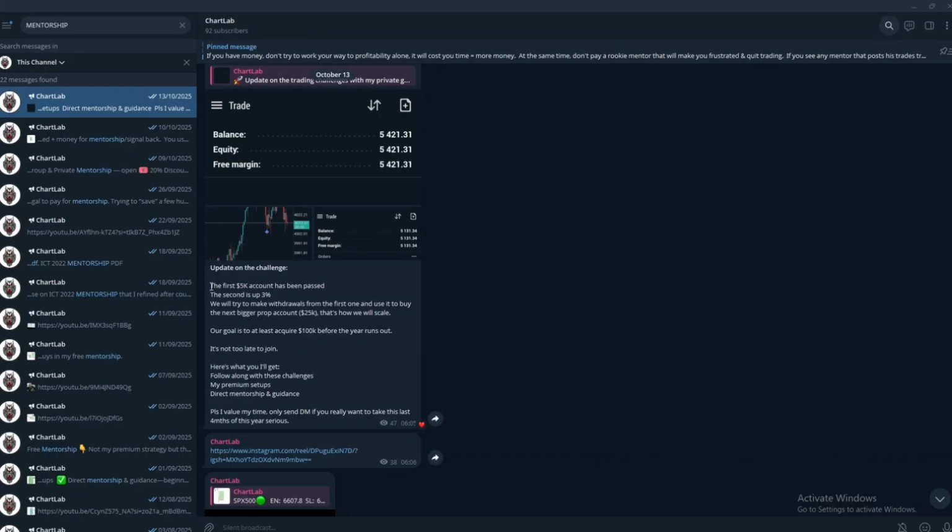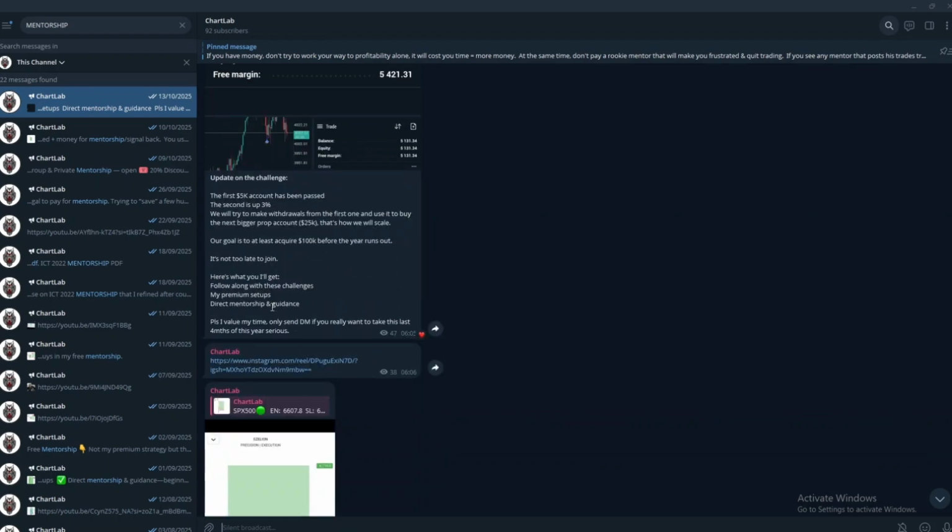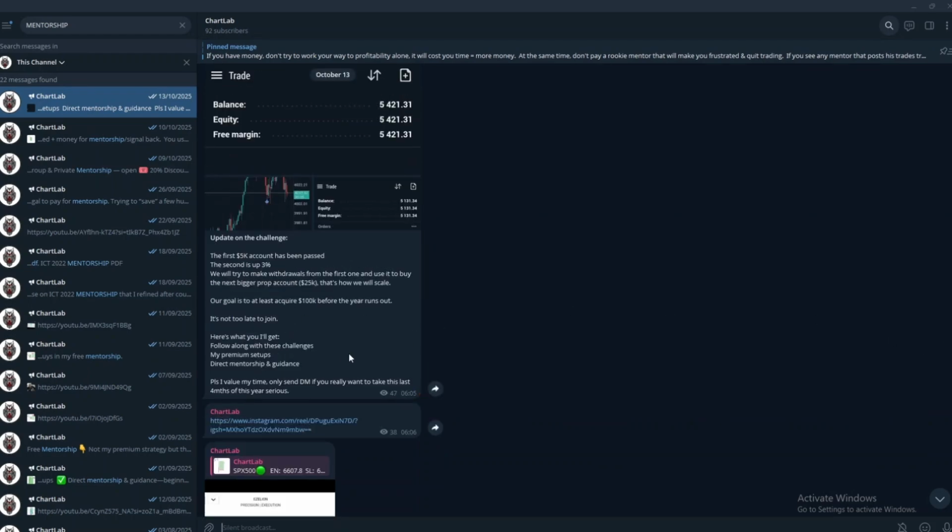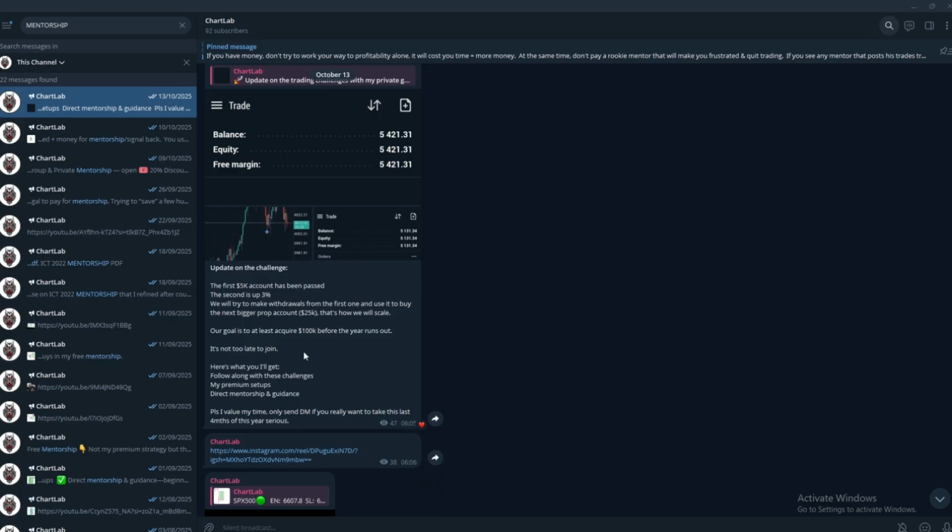I posted this update. We have passed the first 5K account. We bought the first 5K and we passed it. Then we bought the second one, and the second one is also passed. So we use the money from the second one to scale up to a larger profit. Now we are currently trading a 25K account, right? That's how the challenge is going. We're using the money we made from the smaller platform to scale up.